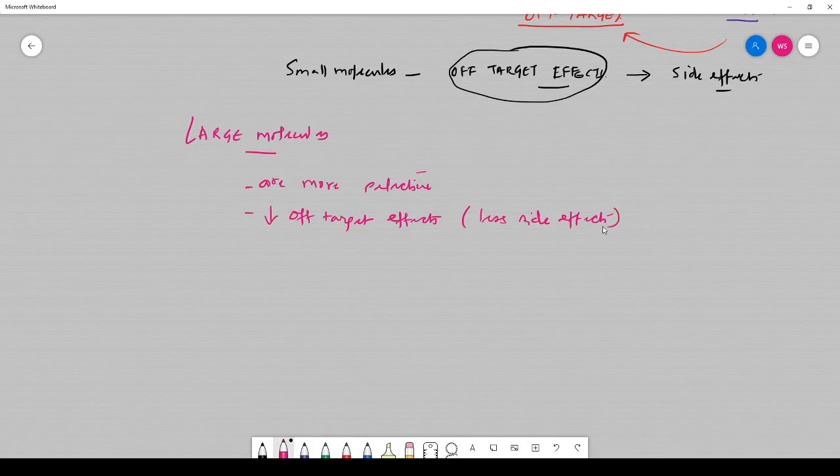They have less side effects. As the body produces many of these proteins, the immunogenic response due to the drug, the protein drug, is less. But it doesn't mean it is absent. Okay, it is less.